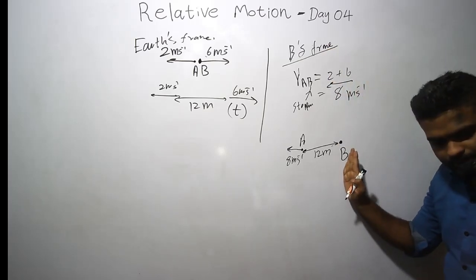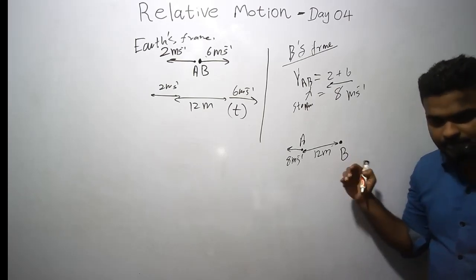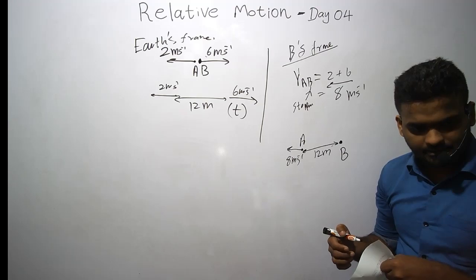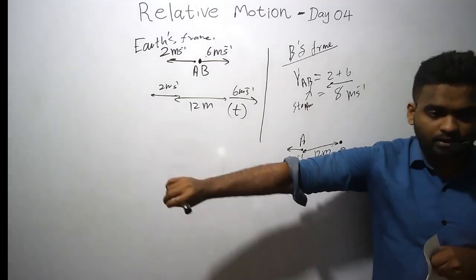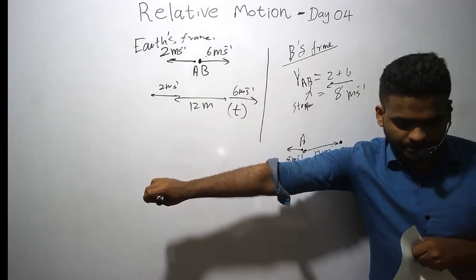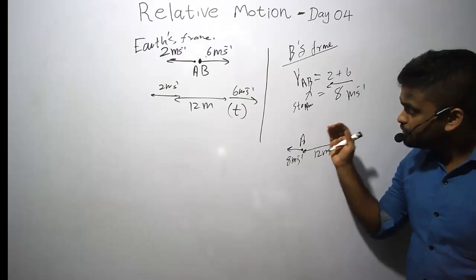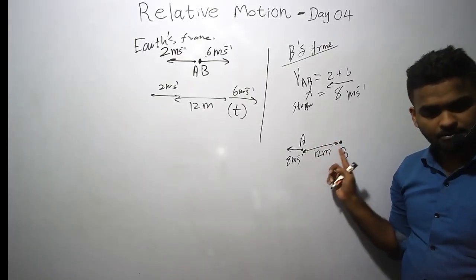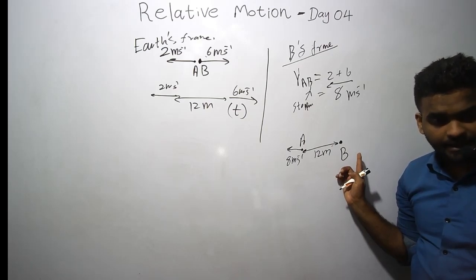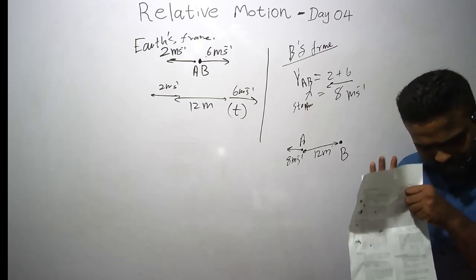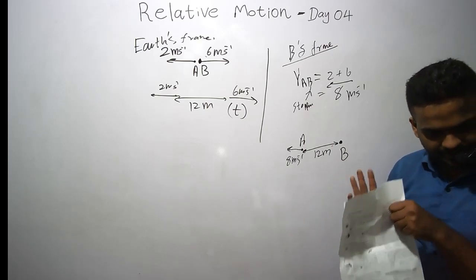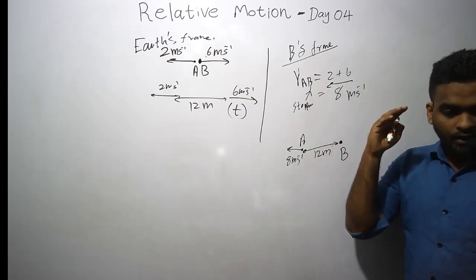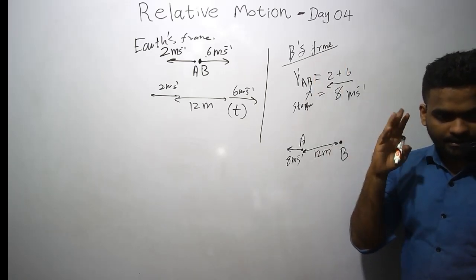B is stopped, right? B is stopped. If B is at the same place, only A does the whole 12-meter distance, right? So relative to B, displacement done by A is 12 meters. Because B does not do any displacement now. B is just stopped, right? B is at the same place because you are thinking about B's frame. Okay? I think you understand this.